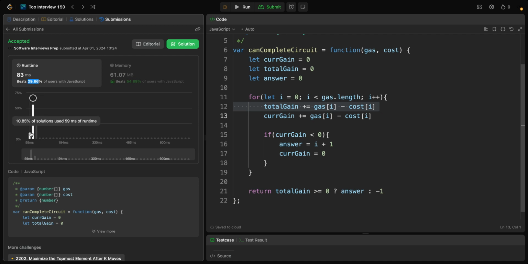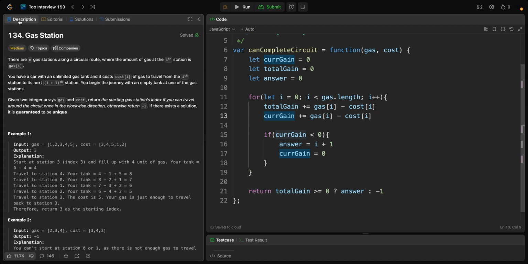It's not beating that much, to be honest. I didn't expect that because it's a one pass solution. I thought it would beat a lot, but yeah, it is how it is.